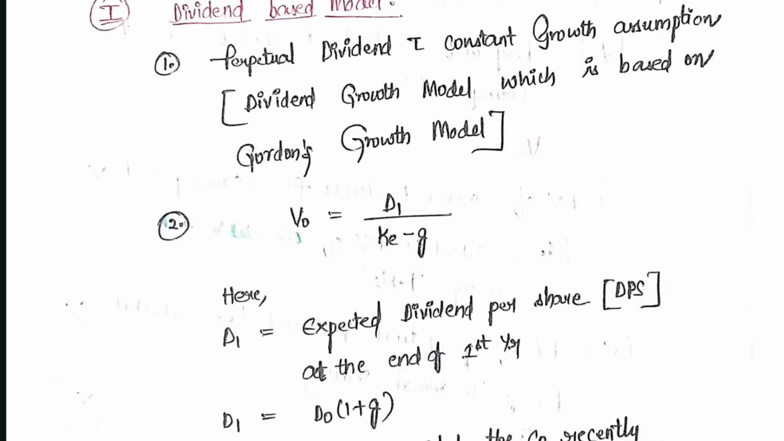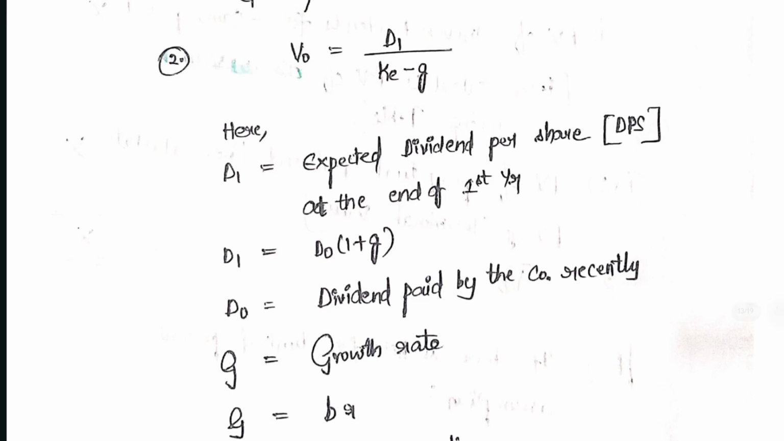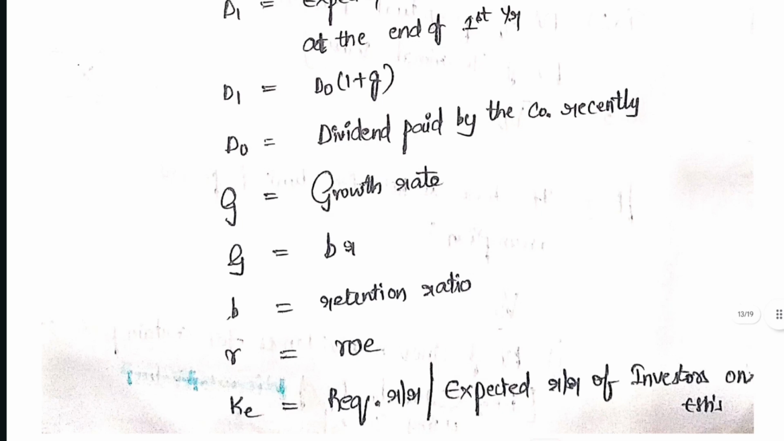Here, perpetual dividend with constant growth assumption will be used. V0 equals D1 by KE minus G, where D1 is the expected dividend per share at the end of first year. D1 equals D0 into 1 plus G. D0 is the dividend paid by the company recently. G means growth rate. How to calculate G? G equals B into R. B is the retention ratio, R is return on equity.